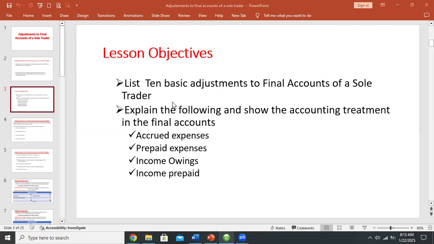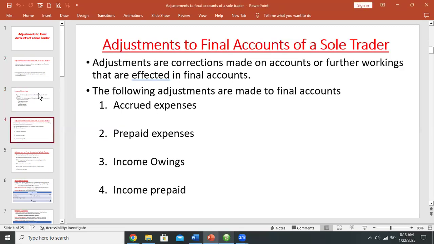So let's quickly run through the 10 adjustments. So I think one of you can read what you see on your screens for me. Adjustments to final accounts of a sole trader. Adjustments are corrections made on account of further workings that are effected in final accounts. The following adjustments are made to accounts.